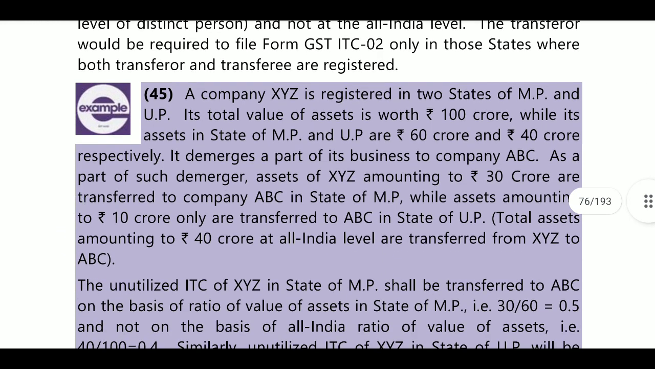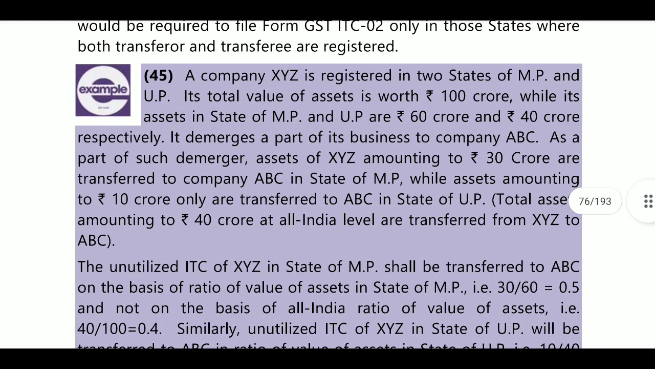For example, a company XYZ is registered in 2 states, MP and UP. Its total value of assets is worth 100 crores, while its assets in MP and UP are 60 crores in MP and 40 crores in UP, respectively. It demerged a part of its business to company ABC.